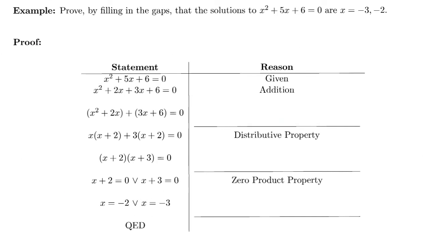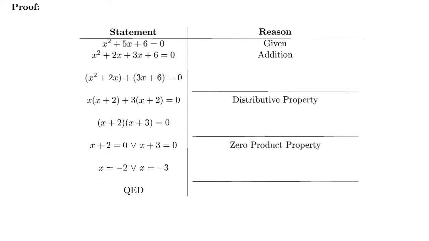Okay, so this question here says, prove by filling in the gaps. So what we're going to do is pull out a couple of lines. We're going to prove that the solution to x squared plus 5x plus 6 equals 0 is going to be negative 3 and negative 2. And you can see we've got three lines that we've got to fill in here. So now I'm just going to slide this up just a little bit.